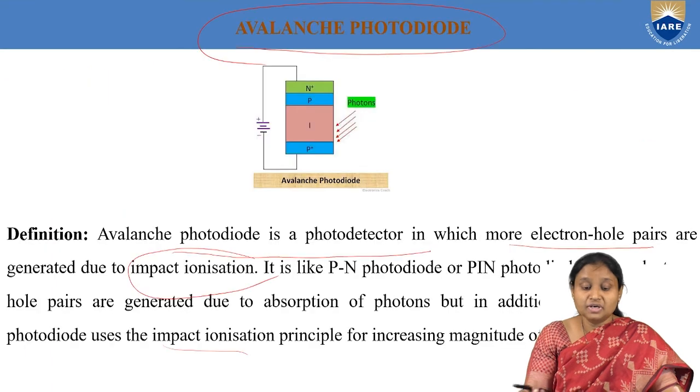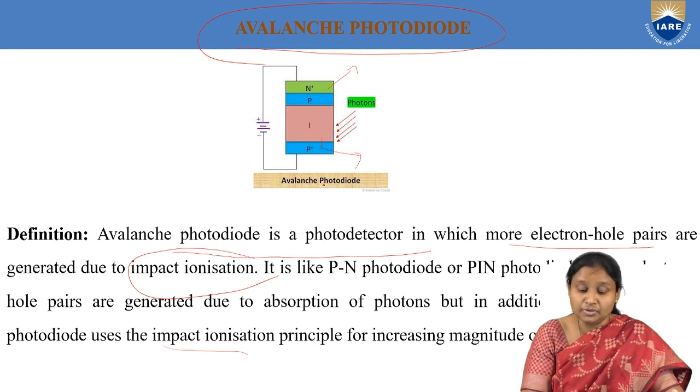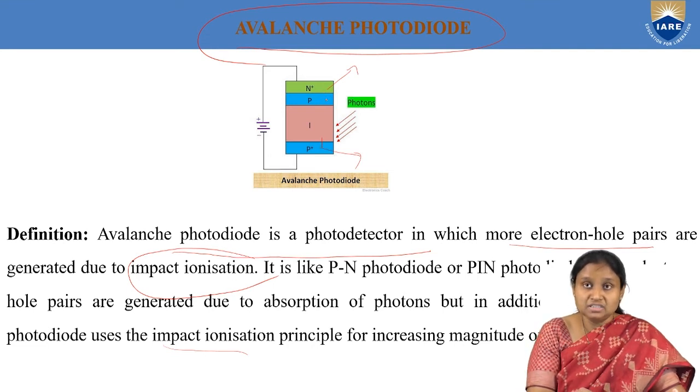So if I go back to our figure, as you can see, this is the N plus region, which is heavily doped, and I have the P plus region, which is also heavily doped, and then here I have the P region. Then it is followed by the intrinsic region, which is lightly doped, and we are exposing our light.